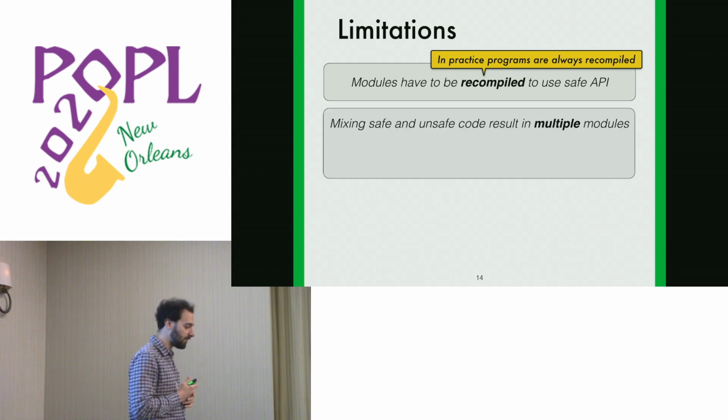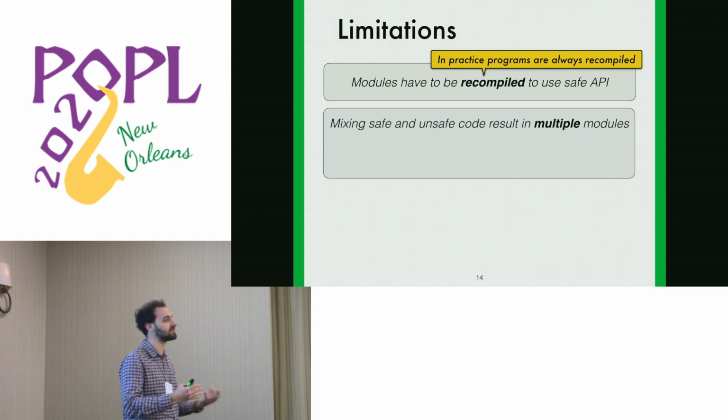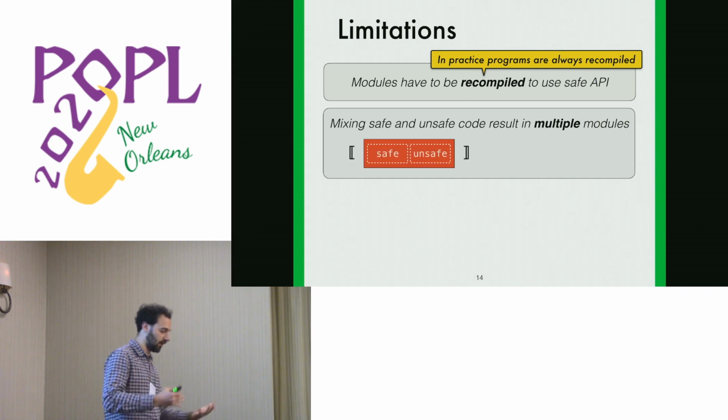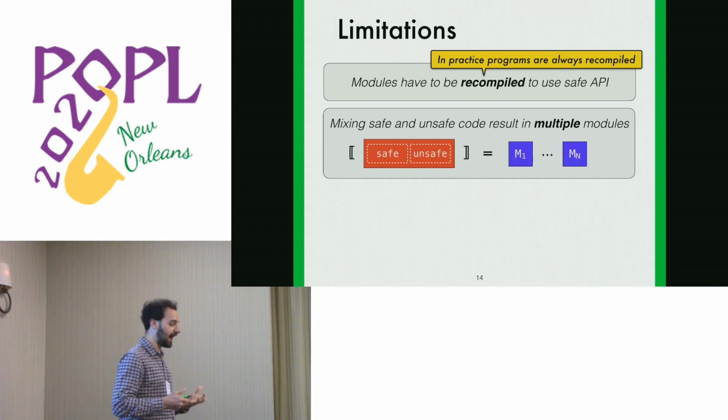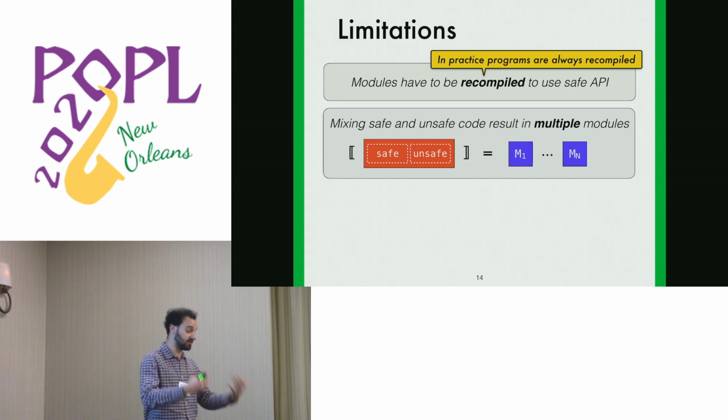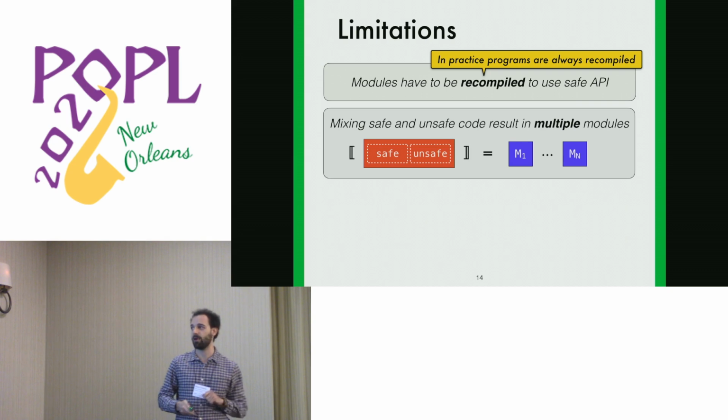The second problem is compiling programs that mix safe and unsafe code. In this case, we actually have to compartmentalize the program into multiple modules. Mixing safe and unsafe code is something that Checked C allows and encourages, so that you can progressively turn unsafe C programs into safe ones by adding more annotations.